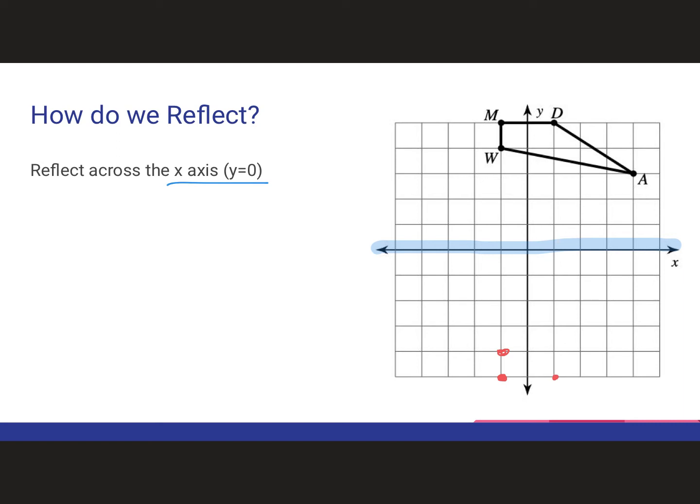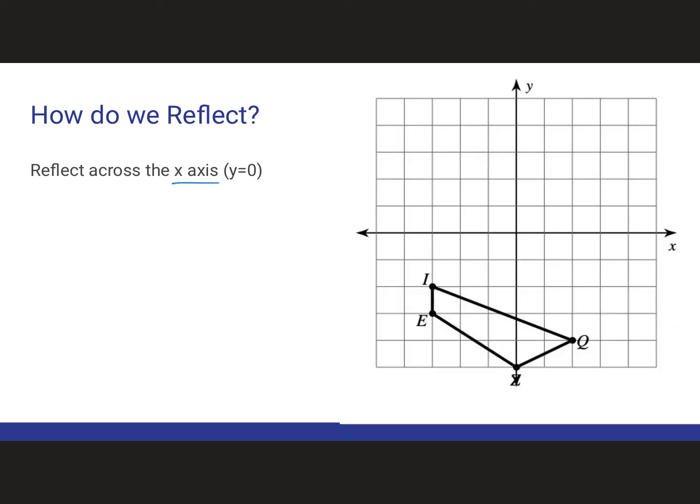Point D. And then point A. So this is A prime. This is D prime. W prime. Oh, sorry, that's not W. This is W prime, and this is M prime. We can connect these to make our figure. My horrible drawing, but that's fine. You can see the figure.